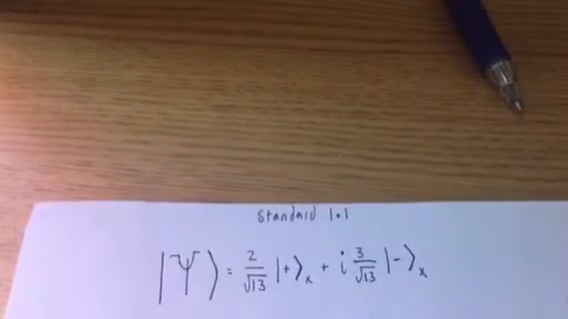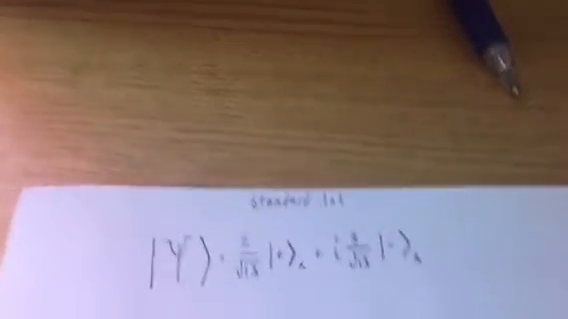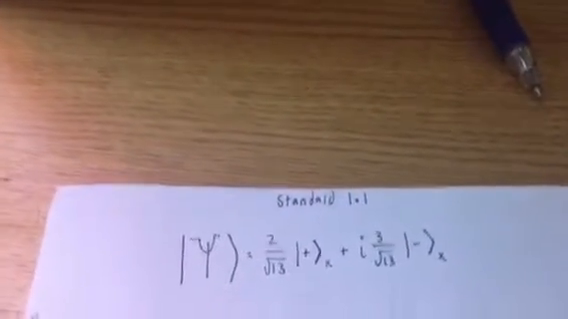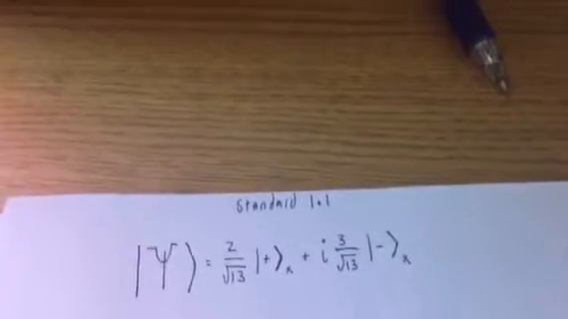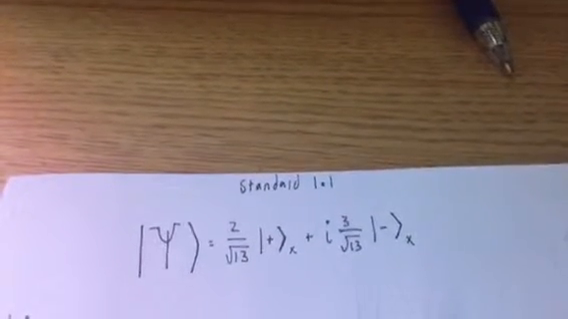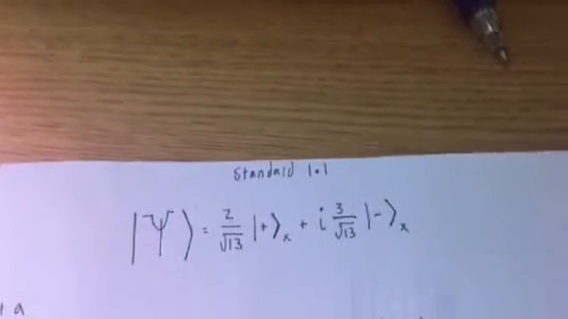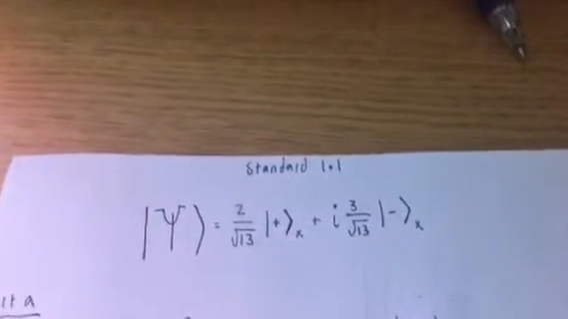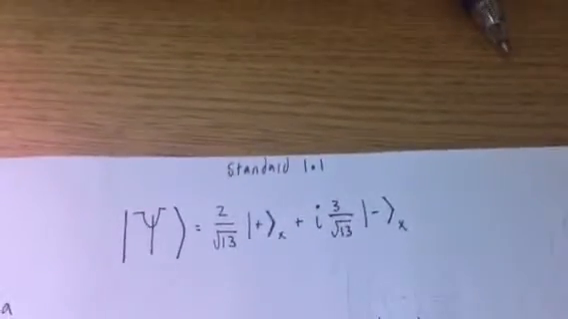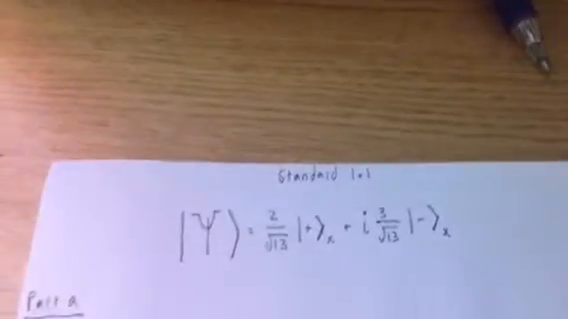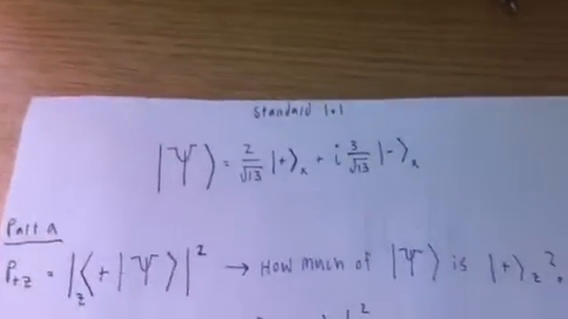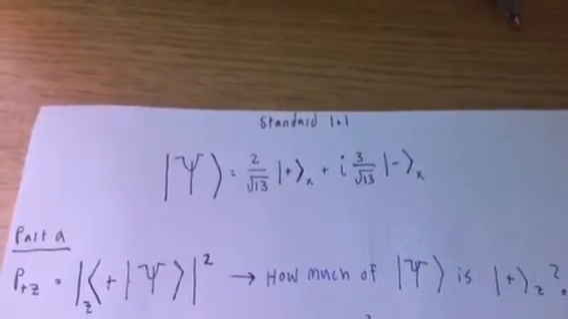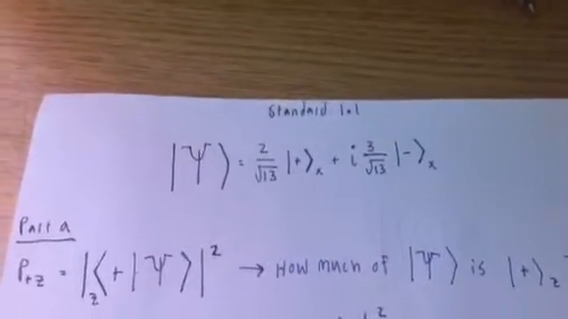And then they want us in part A to find the probability of this system either being in the z up spin state or the z down spin state or the x up spin state or the x down spin state. So let's start by seeing what the probability of finding the system in the z up spin state is.